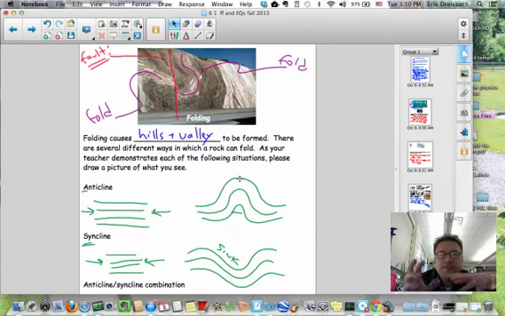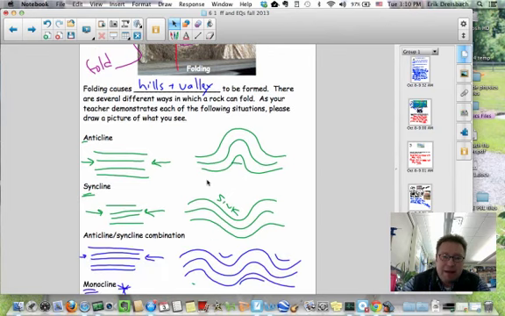Now, of those two things, first we'll look at folding. And there are three main types of folding I want you to think about. The first is an anticline, and that's when you have layers of rocks that feel some compression, and they squish together such that they create sort of an arch here. That's an anticline. You can remember that by the little a in the middle.